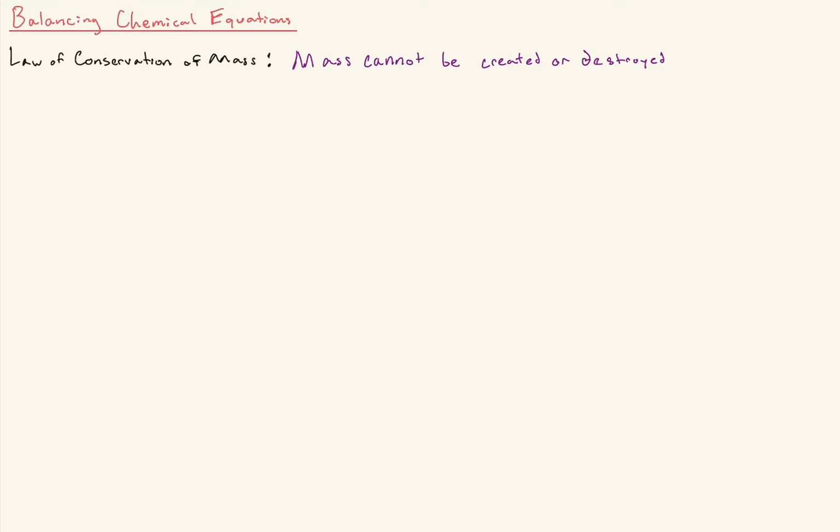In chemistry, reactions always follow the law of conservation of mass, which by the book definition means that mass cannot be created or destroyed. In terms of balancing chemical reactions, it means that both sides of a chemical reaction will always have the same number of atoms.